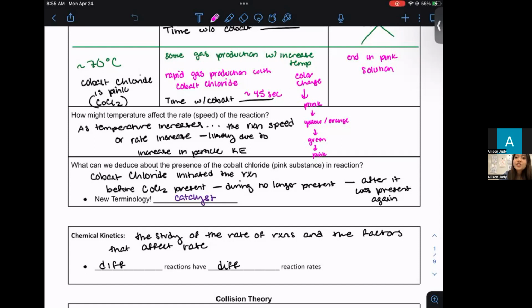Stirring. Agitation. What's the relationship between rate and stirring?